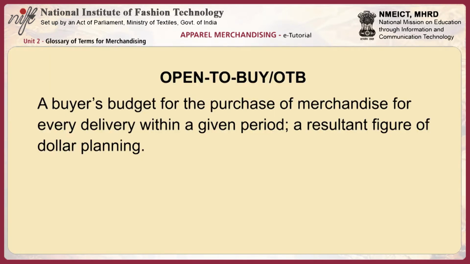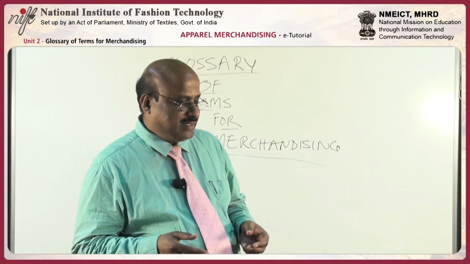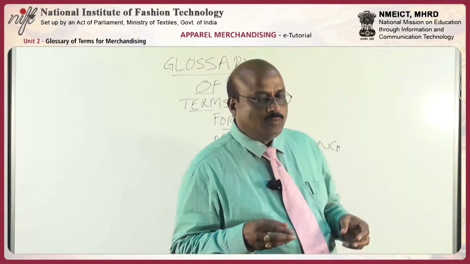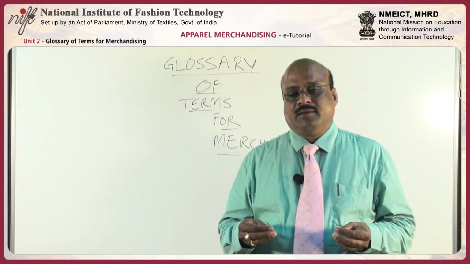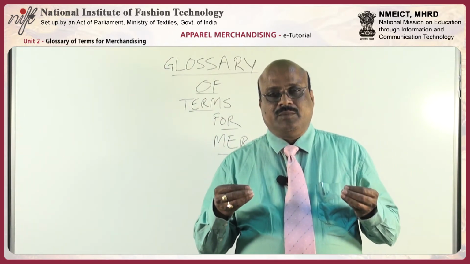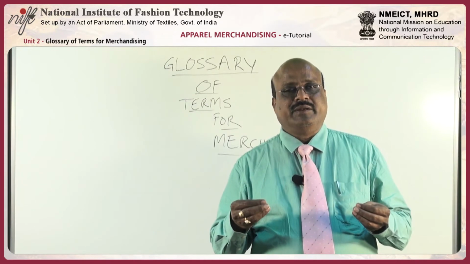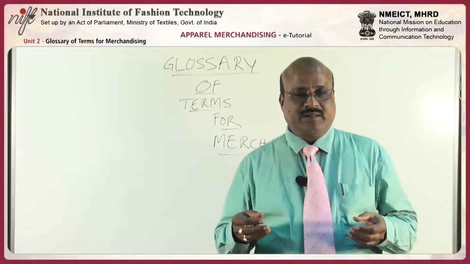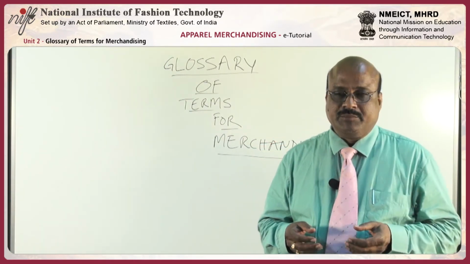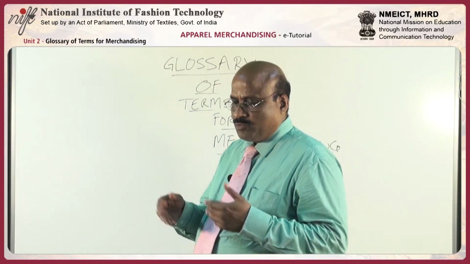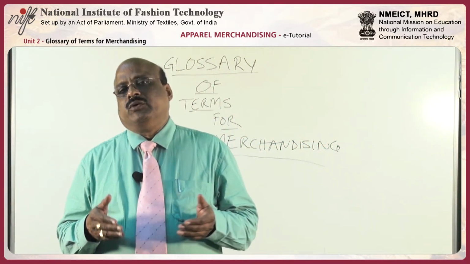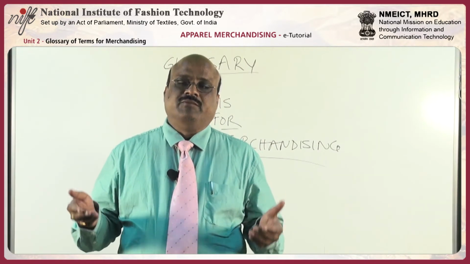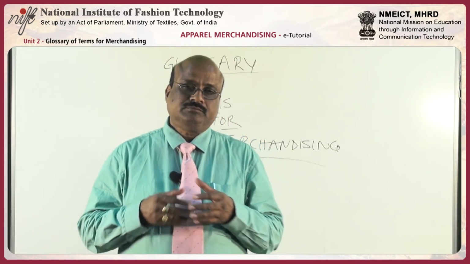A buyer's budget for the purchase of merchandise for every delivery within a given period, and the resultant figure of dollar earning. So, open to buy is nothing but how much more is open to buy on a particular date and a particular time for the buyer to buy the merchandise. It indicates how much more merchandise he can buy without exceeding the optimum inventory levels.